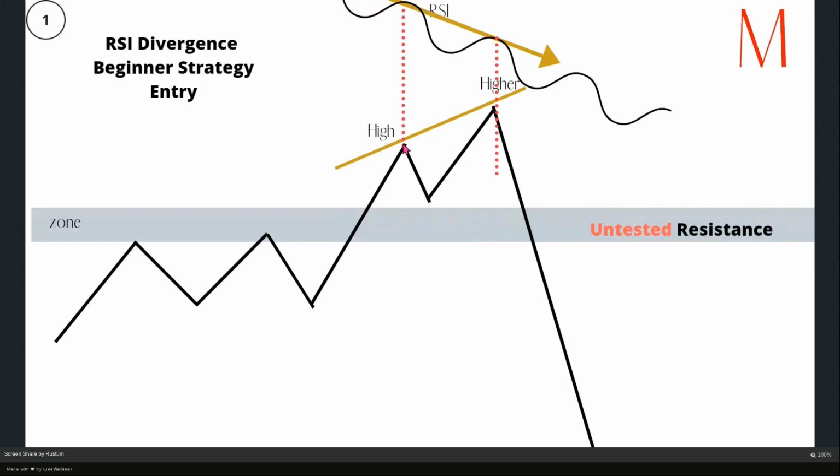So we're getting a high, and then another higher high, and the RSI gets a high, but it's unable to make the same high as the price. So when you draw these points, it looks as if the RSI is not agreeing with the price at all. That formed part of the beginner strategy. So we've been looking for this pattern inside the zone all the time.